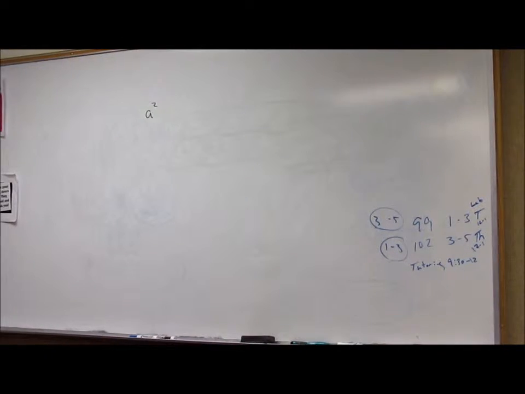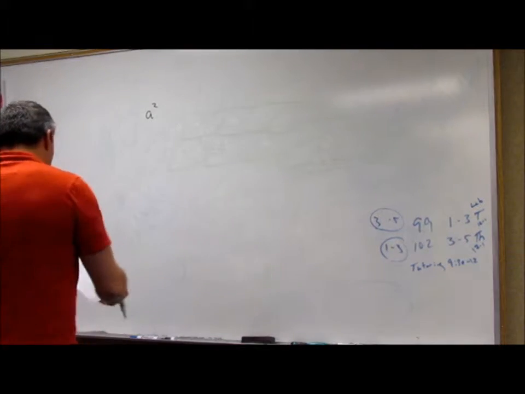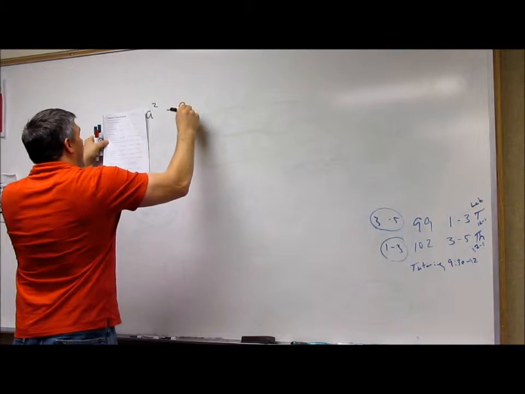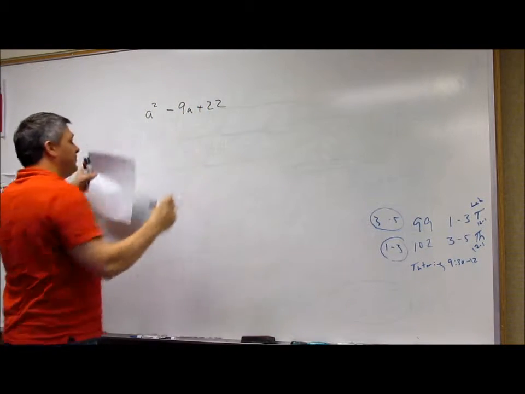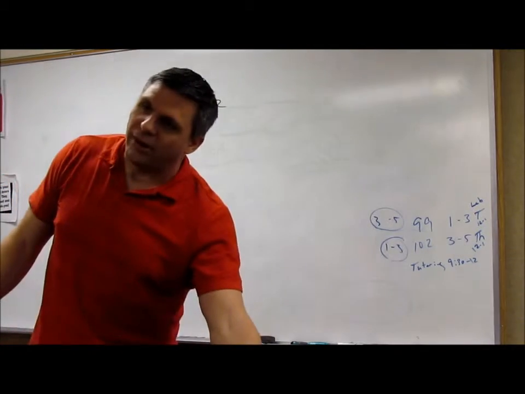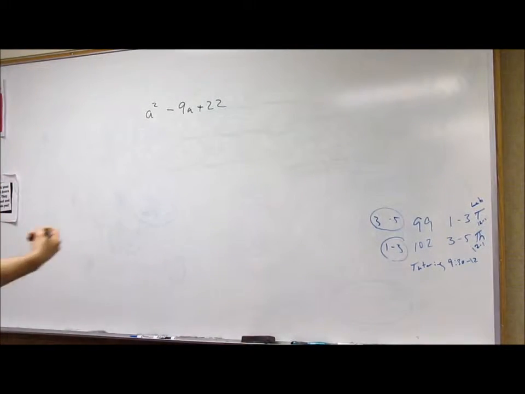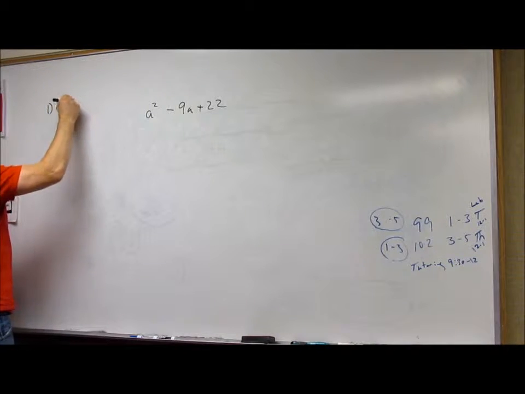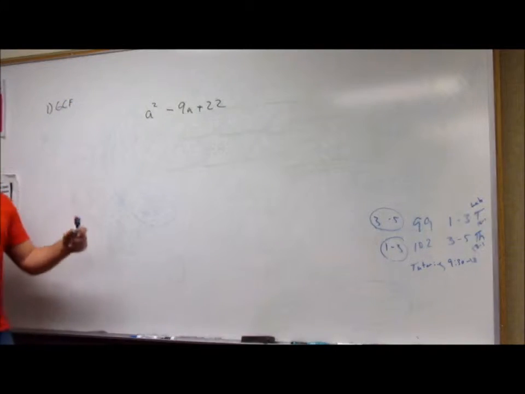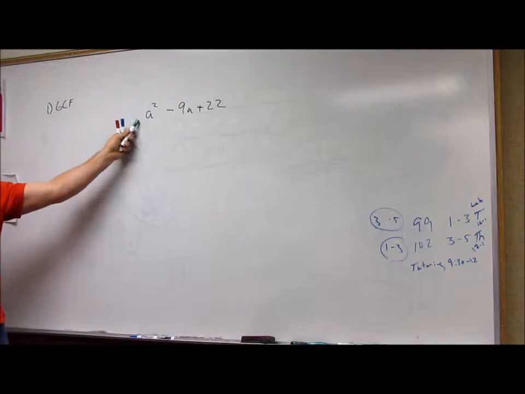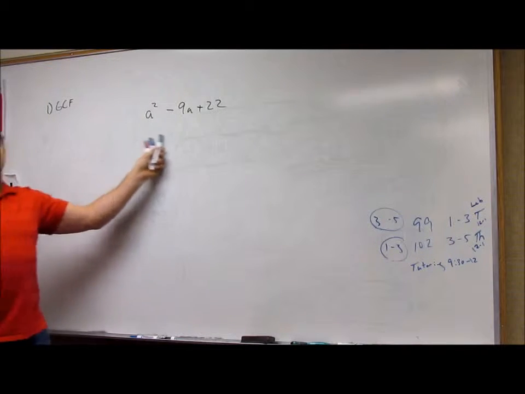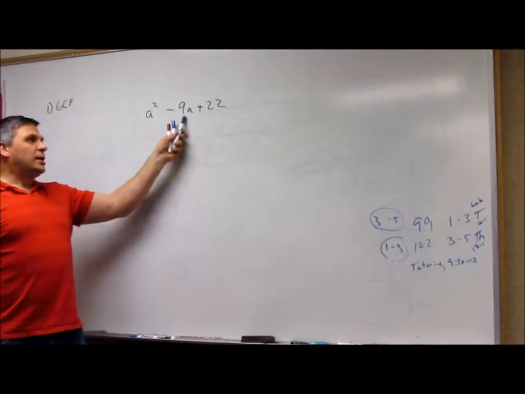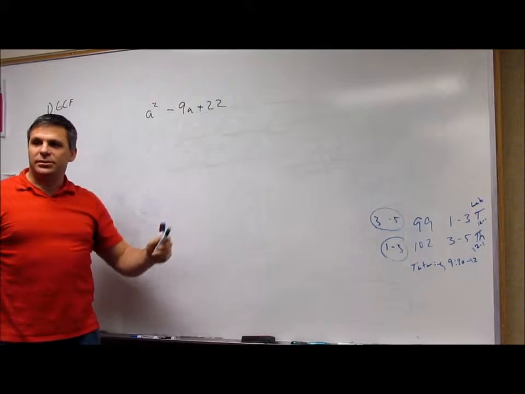Okay, so problem number 5. A squared minus 9a plus 22. Okay, we're going to do our 5-step method. Now here's the thing. First step, GCF. Is there one? If there's not a coefficient in the first part, then there's no GCF. In other words, you got a 1, a 9, and a 22.